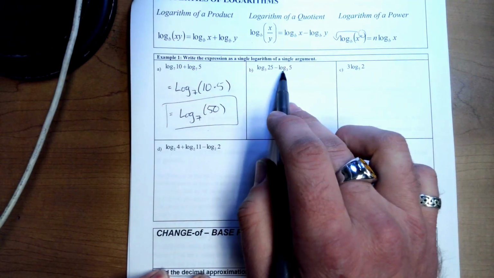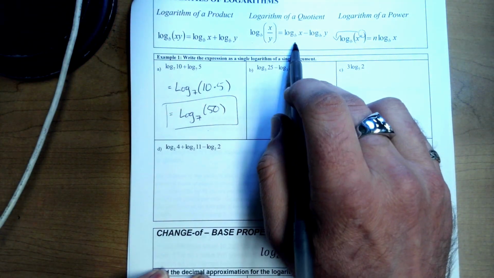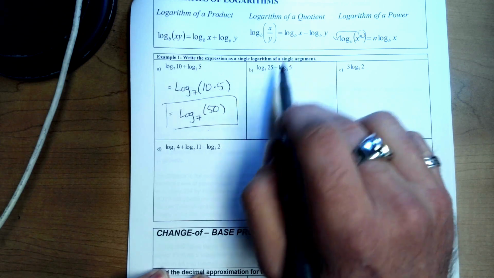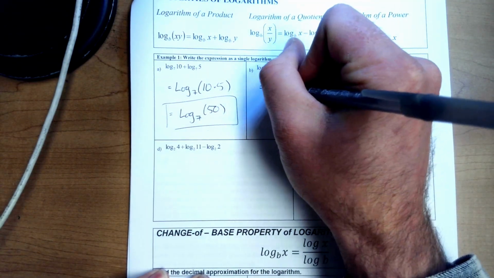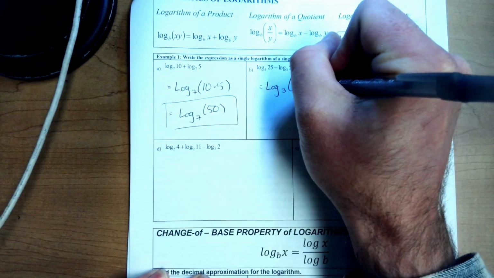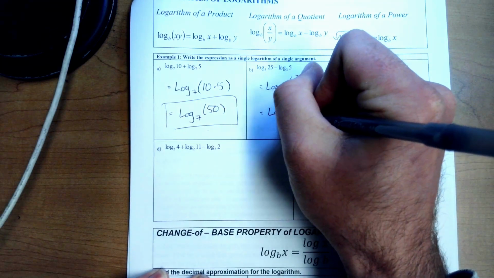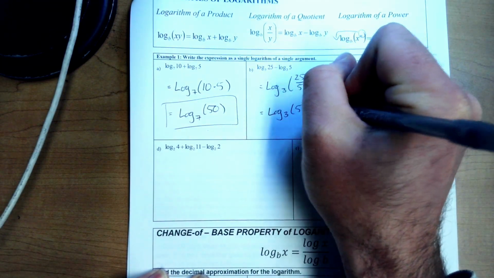Log base 3 of 25 minus the log base 3 of 5, so again, because we're subtracting, we can divide our arguments. So we're really looking at the log base 3 of 25 divided by 5, and 25 divided by 5 is really 5.